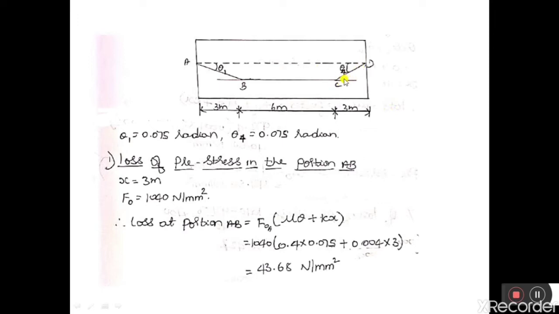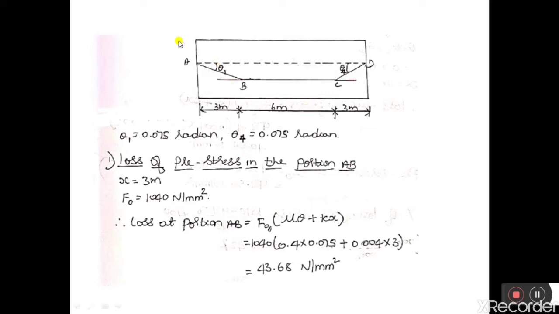the cable is having sharp slope. Here it is having a slope at an angle of 0.075 with respect to horizontal plane. Similarly on this side also for the remaining 3 meter the cable is having sharp slope and the angle with respect to horizontal is 0.075 radian, and we need to calculate what is the percentage of loss of prestress due to friction.